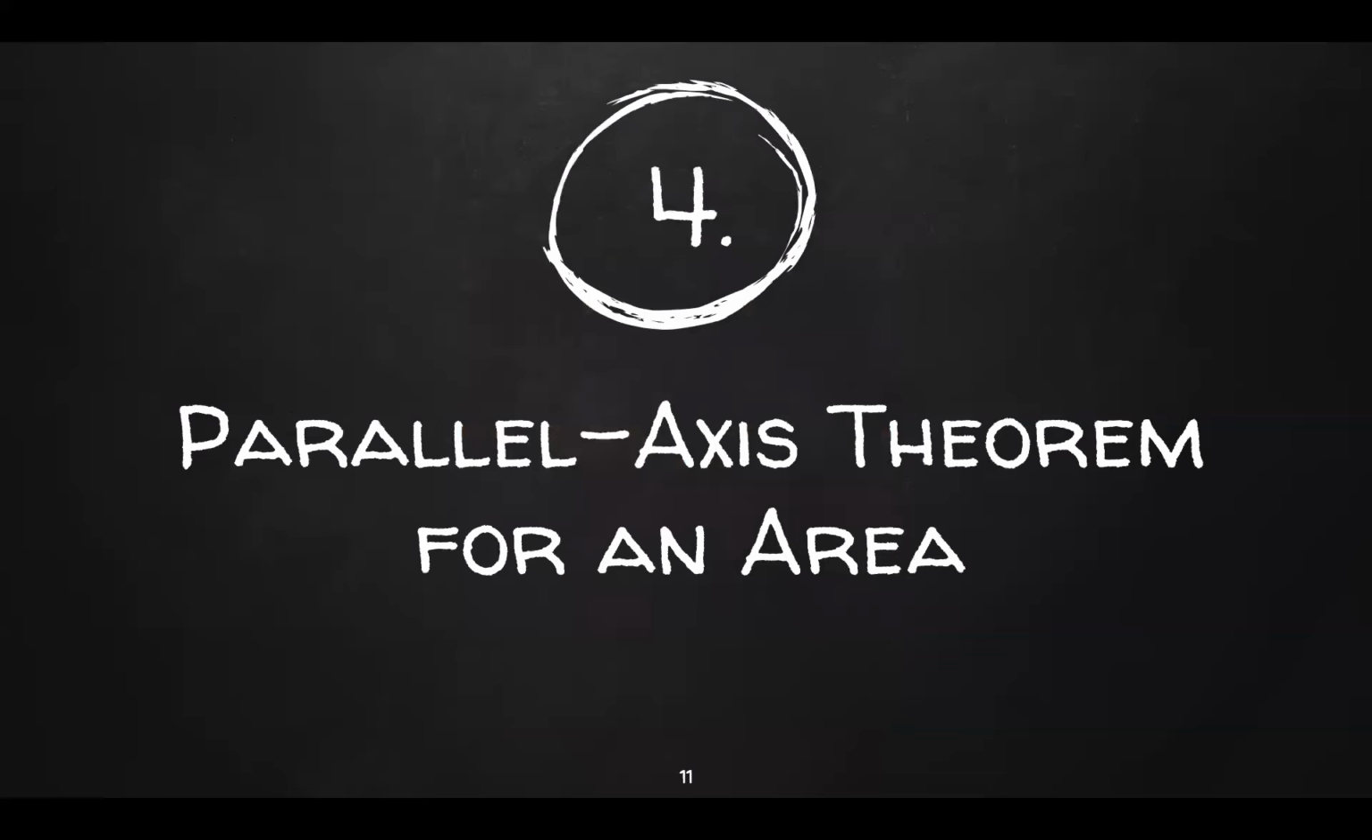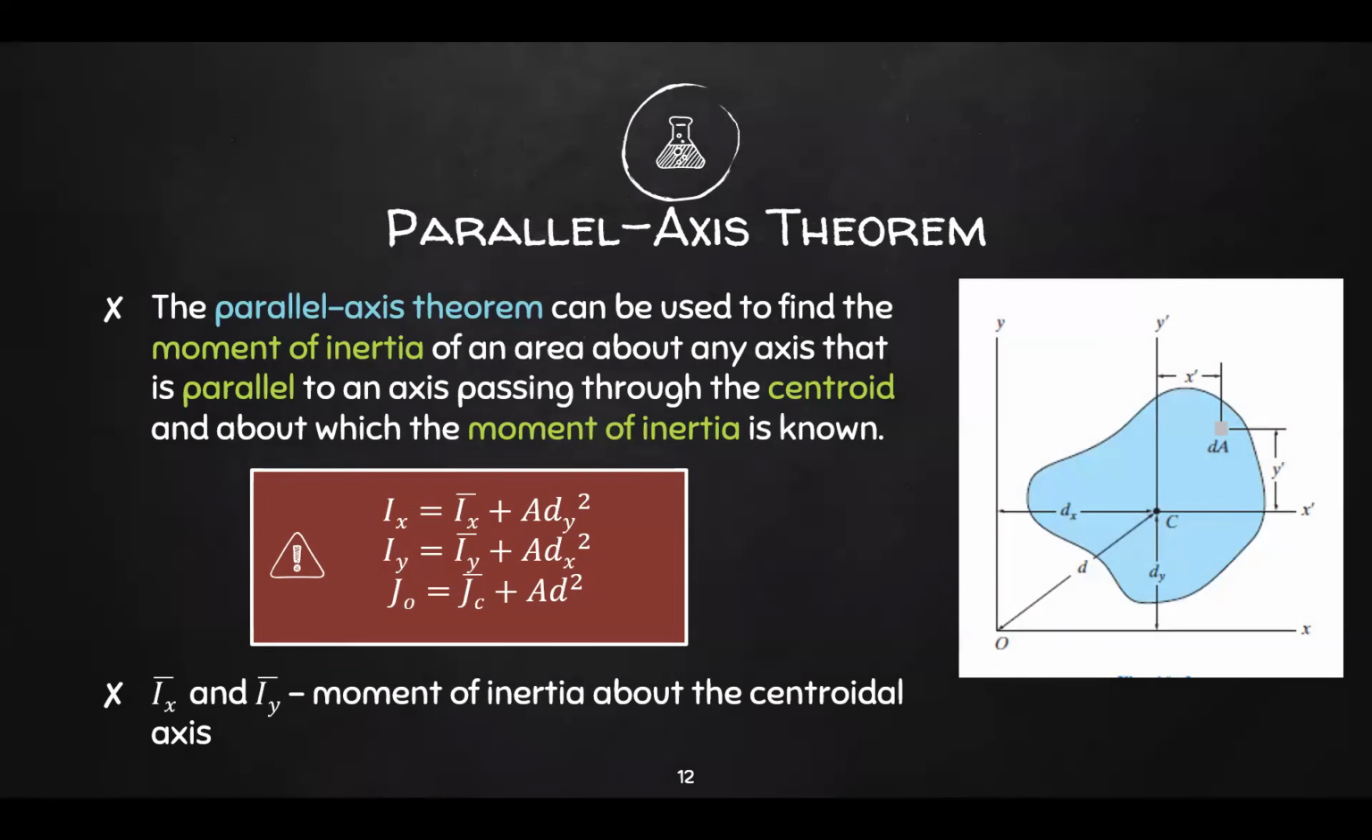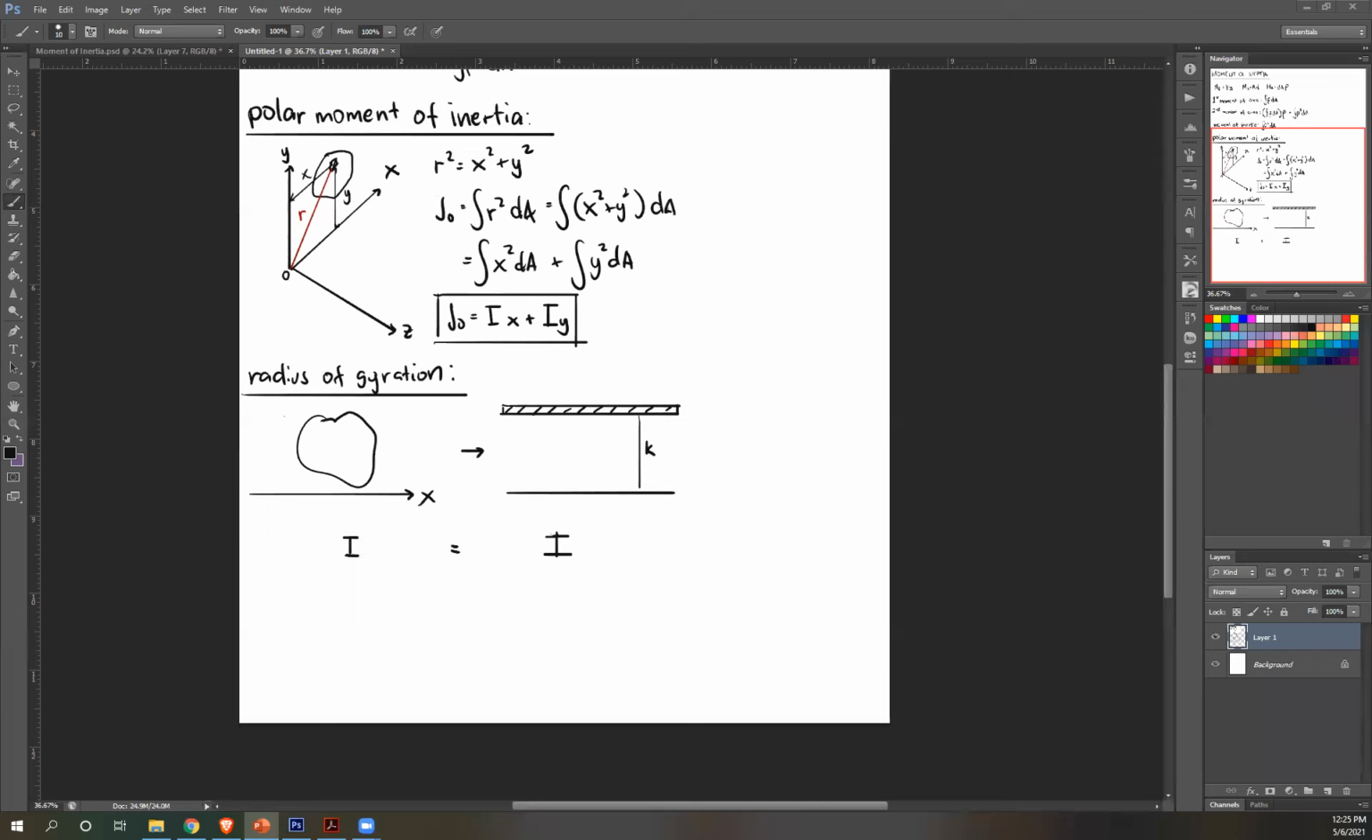Now let's talk about a theorem that is used for moment of inertia, which is your parallel axis theorem for an area. The parallel axis theorem can be used to find the moment of inertia of an area about any axis that is parallel to an axis passing through the centroid and about which the moment of inertia is known. And then these are our equations. So let's derive again. How did we get this? Taking this figure, let's try getting that. Let me just copy that figure.